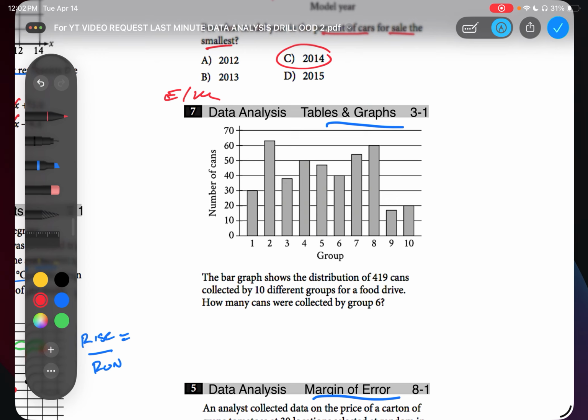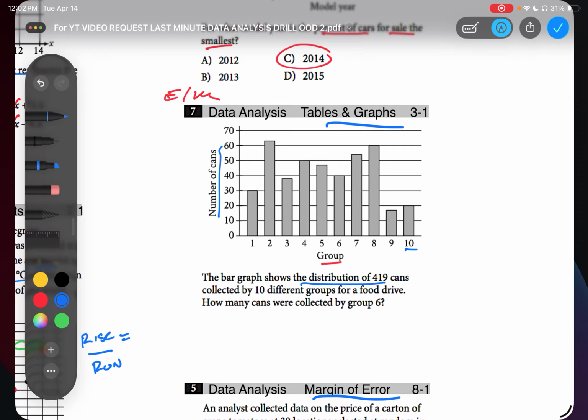So what's your x-axis all about? Groups. We have group 1, group 2, group 3. What's your y-axis all about? Number of cans. So if I have group 10, how many cans do they have? They have 20 cans. Group 5, how many do they have? A little less than 50, etc. And done. The bar graph, let's go into the question.